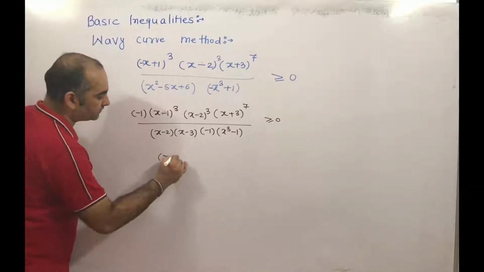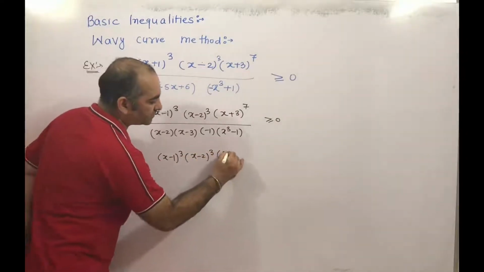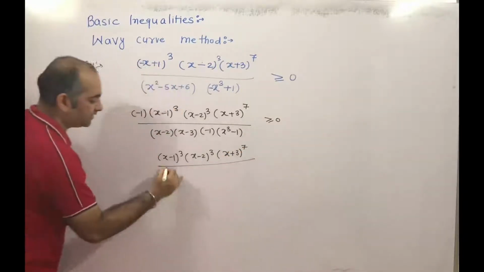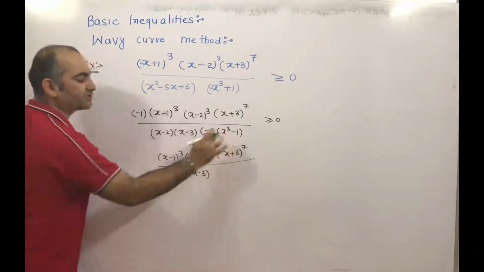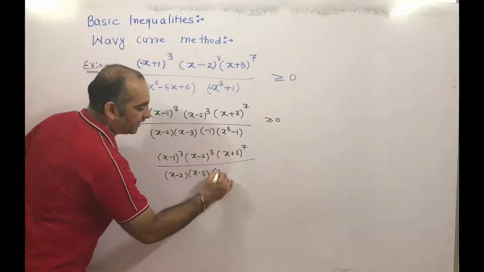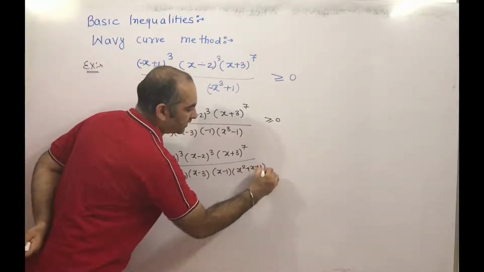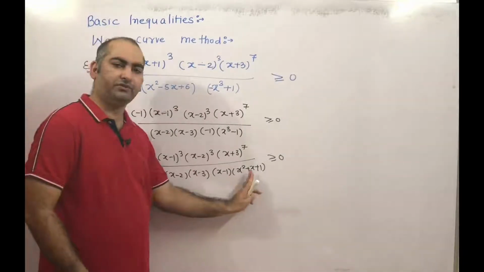(x - 1)^3 (x - 2)^3 (x + 3)^7 divided by (x - 2)(x - 3), times x^3 - 1, we can factorize like (x - 1)(x^2 + x + 1), greater than or equal to 0. Now this is a quadratic expression, so we have to check this one.